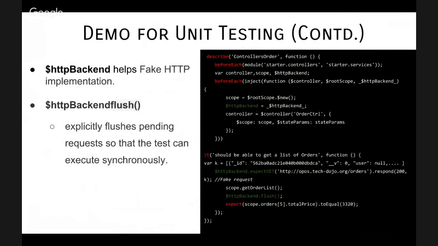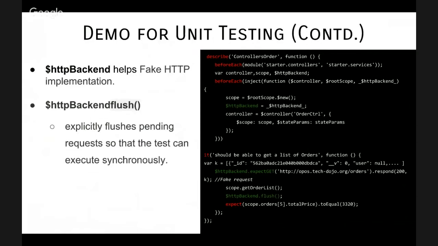As you can see, the words marked in red were already talked about, and the words marked in green are what I'm going to talk about now. We use HTTP backend to fake the HTTP service when used in unit testing. The HTTP backend used in production always responds to requests asynchronously. If we preserve this behavior in unit testing, we'd have to create asynchronous unit tests, which are hard to write, to follow, and to maintain.